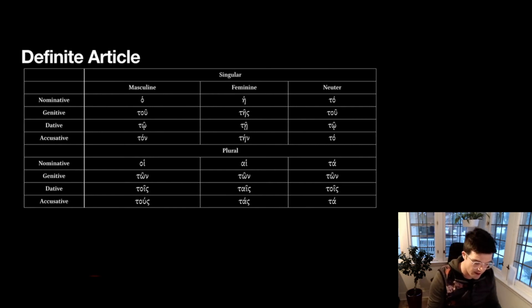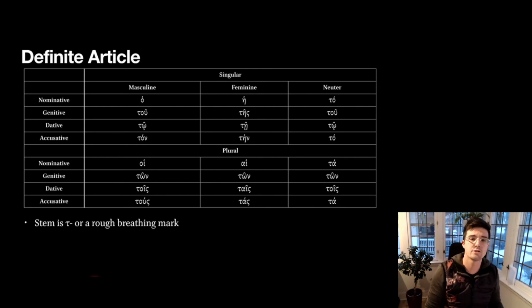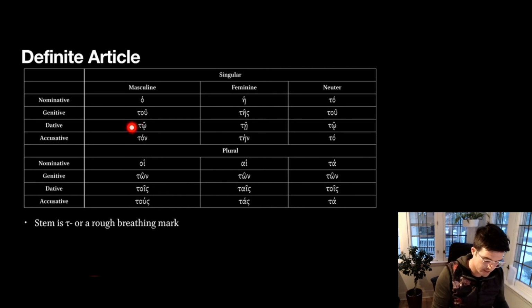You'll notice that there are 8 different forms for each, the masculine, the feminine, and the neuter. So 24 items to memorize in total, which might seem a little bit daunting, but hopefully a couple observations about this paradigm might help to break that daunting task down just a little bit. So one is to think of tau, and also to think of the rough breathing mark as the stem of the definite article.